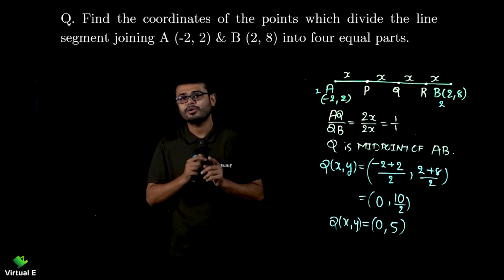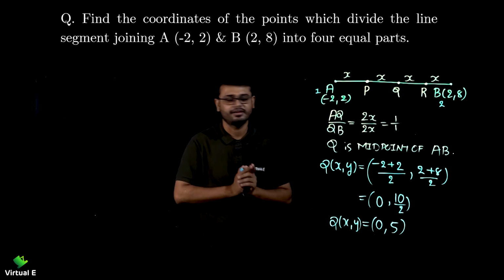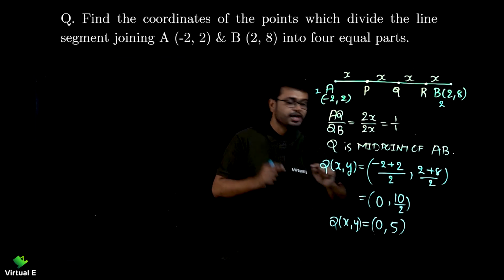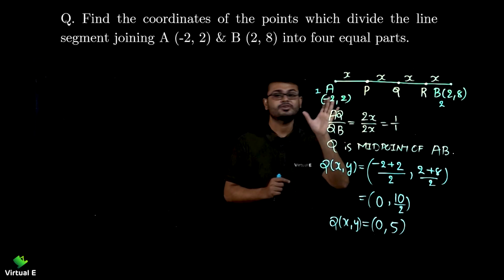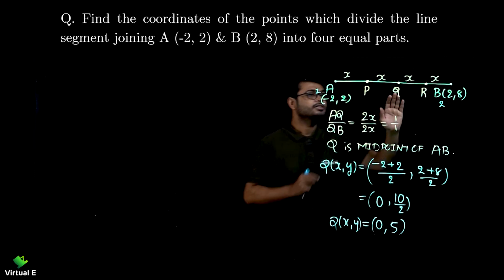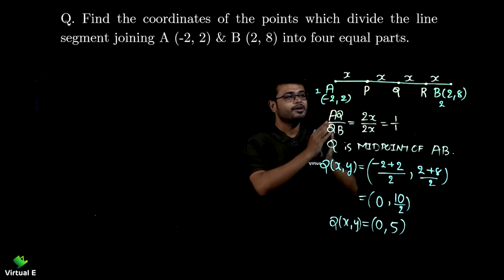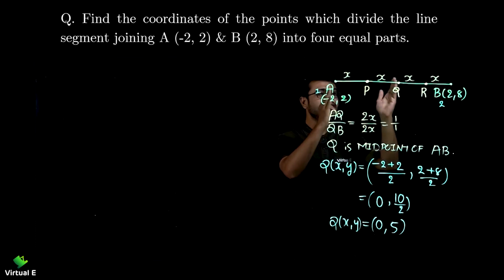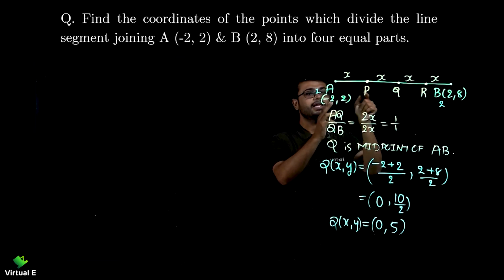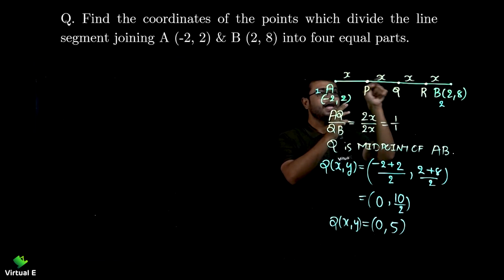I told you I am not going to use any section formula here. I am only going to use the midpoint formula for the whole sum. Now let's talk about point P. First of all, let's assume that there is only the line AQ. Let's forget the rest of the line, only AQ. So I am taking the ratio of AP and PQ.